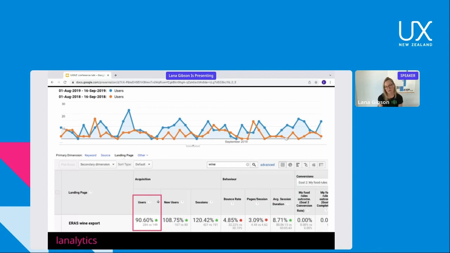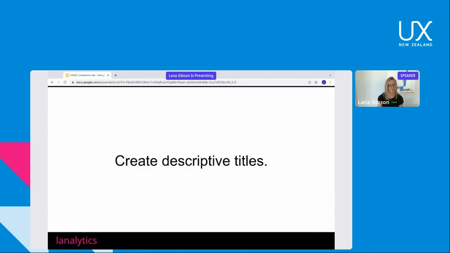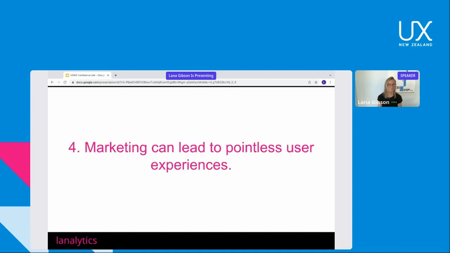And it's, again, common sense, but the data shows that those descriptive titles are so key. On the page, you might have the context of your IA or navigation, but in Google, of course, they're just alone. They need all that descriptive information. And you can actually create separate Google titles as an alternative to your on-page title in the CMS to do that. Number four, marketing can lead to pointless user experiences.